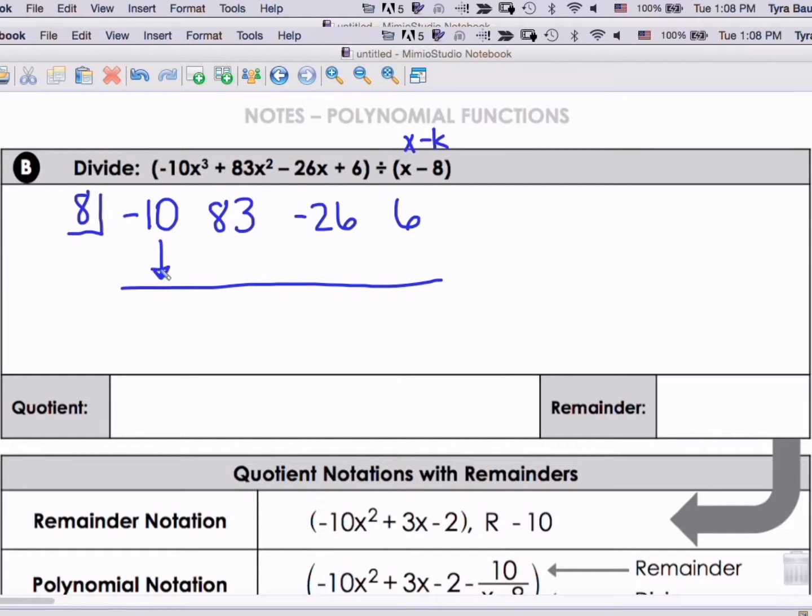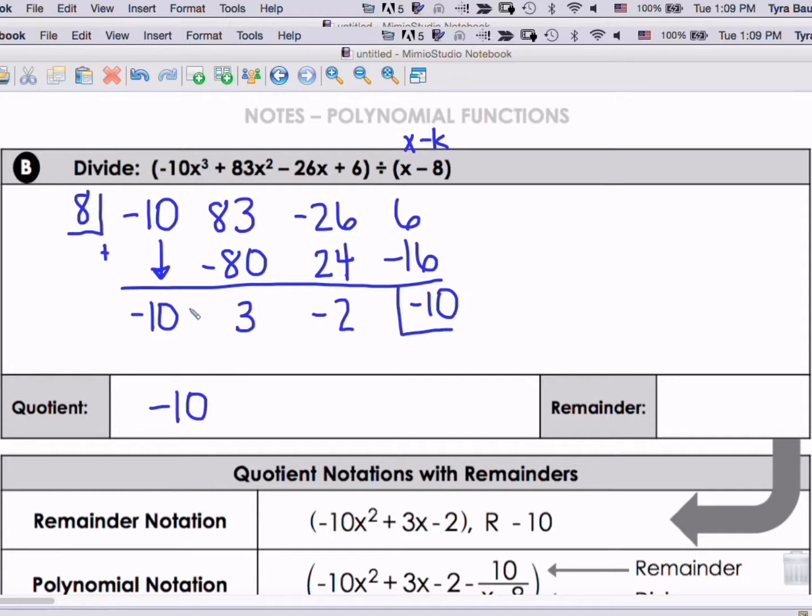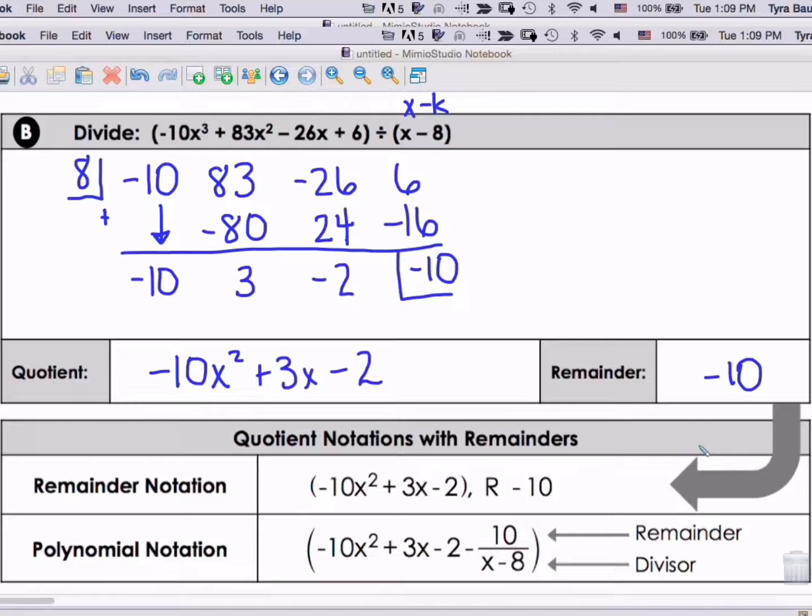First step is I bring the first number down, so I'm going to bring a negative 10 here, and then I multiply these two to give me negative 80. And then if you want, you can put a little addition here because you know you're going to be adding. So I end up with 3. Then I multiply 3 times 8 to give me 24. I add and I get negative 2. Negative 2 times 8 is negative 16. So I have a remainder of negative 10. So my quotient is one degree less than x cubed, so negative 10x squared plus 3x minus 2, and my remainder is negative 10.